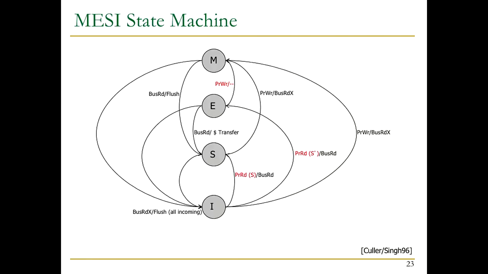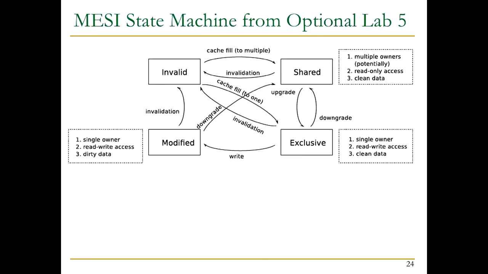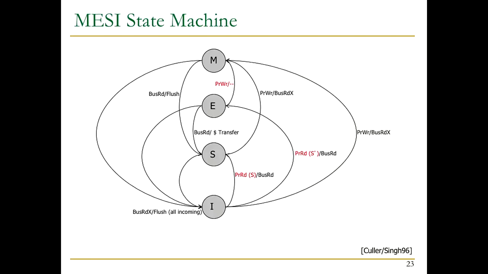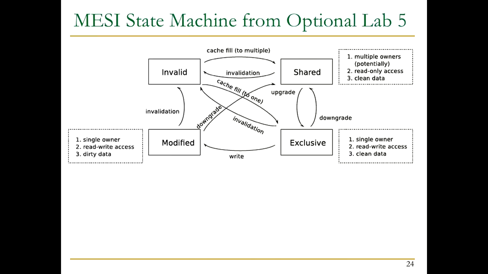You can write to a block. If you're in exclusive state, you can write to a block silently. And the way you go to exclusive state is over here. When you read, you send out a bus read request, and no one has it. And when you read, you send out a bus read request, and someone has it, then you transition into the shared state. Okay.